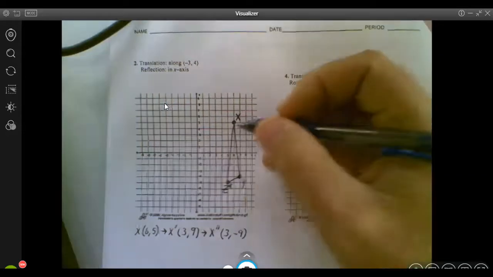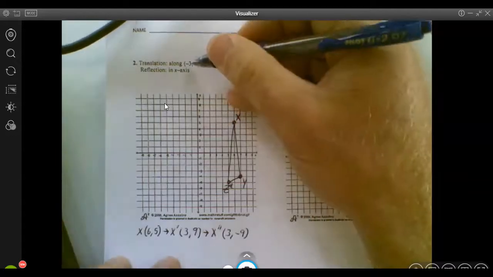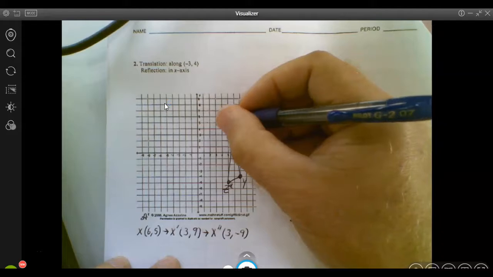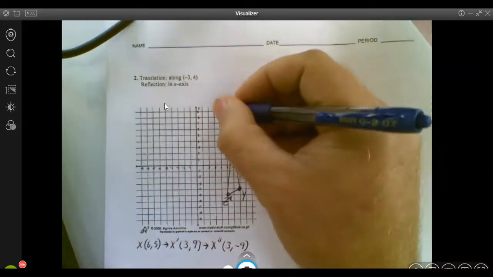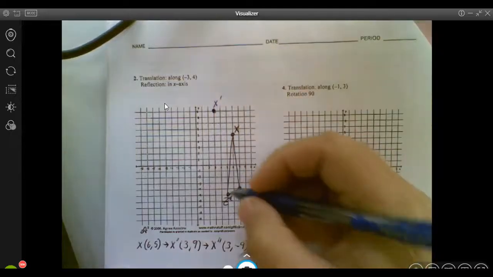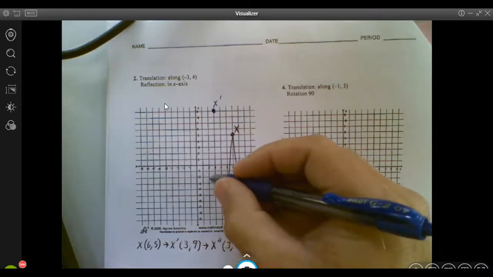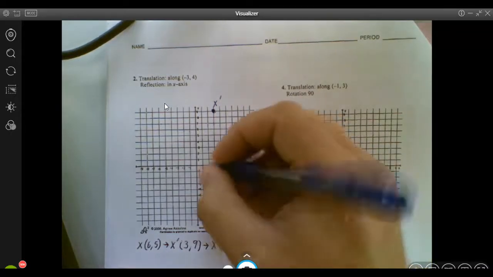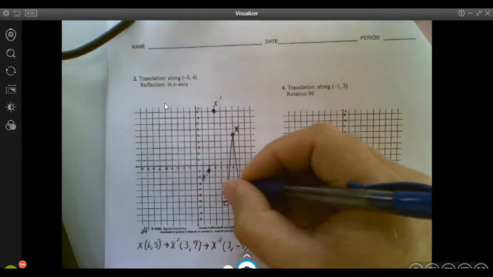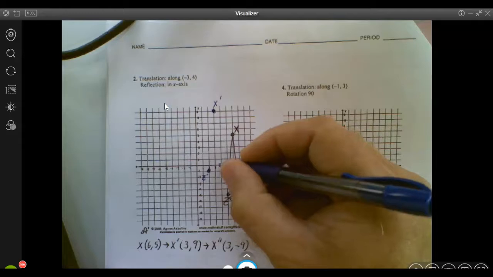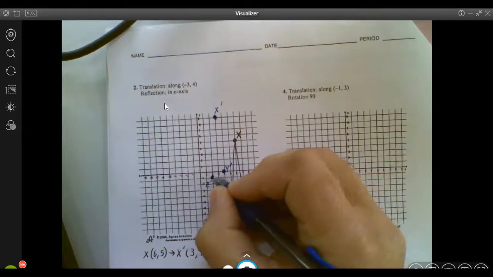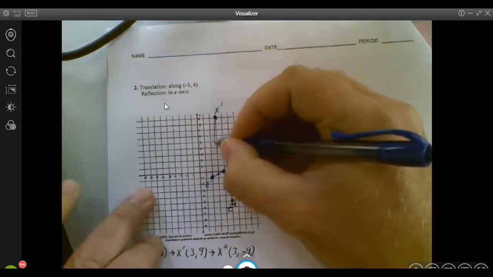So I'm going to take my point for x. I'm going to go left 3, since it's negative, and up 4. 1, 2, 3, 1, 2, 3, 4. So here's where x prime is going. Let's do the same thing with these. 1, 2, 3, 1, 2, 3, 4. So here's where we're at after our first transformation.